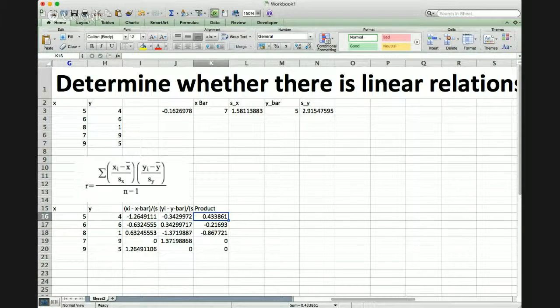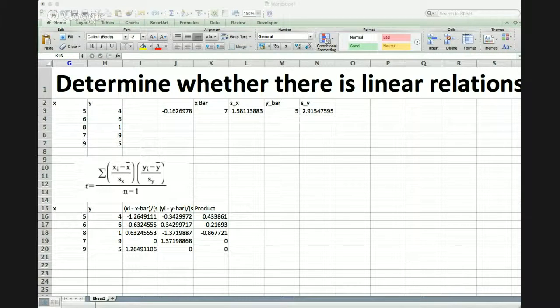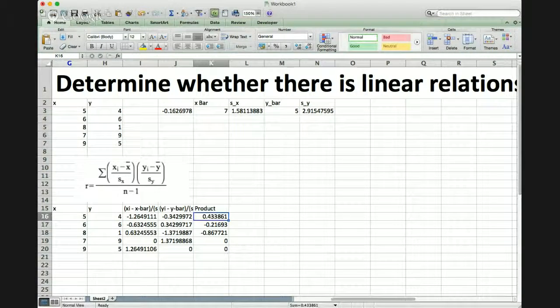So it's done. Now the product, you need to find the product here. What does this mean? Basically we are doing r. As you can see in the formula here, r is equal to the summation of xi minus x bar. So we are doing each of these components. This column is the very first thing in the summation on the numerator, that's the xi minus x bar divided by sx. This is the second part. Now we need to take a product of both of these, so we'll just multiply the answer of this with this, and then you can just drag this. So that's the product.